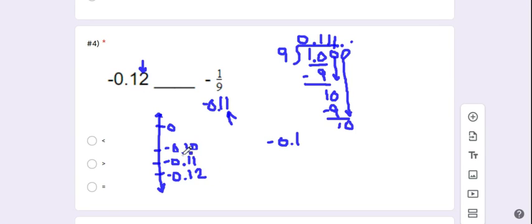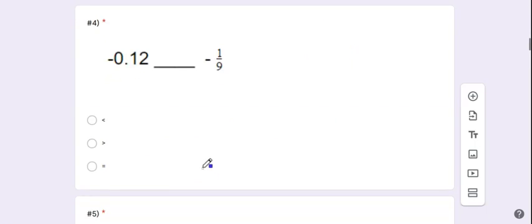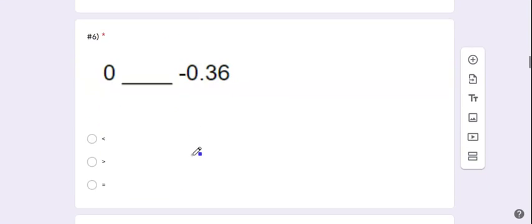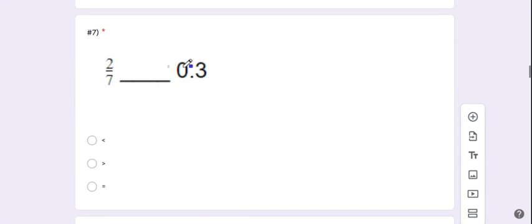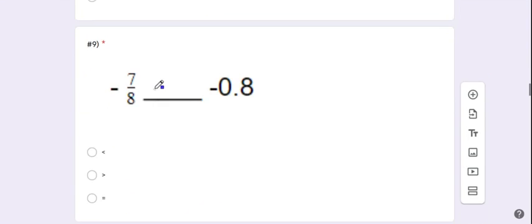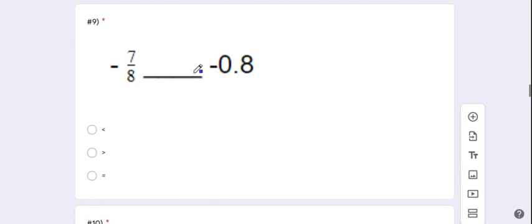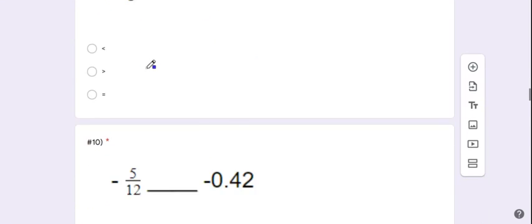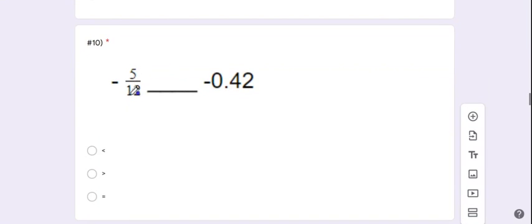Okay, so when looking at it this way, which number is further up on the number line? That would be this number right here, negative 0.11, which is this fraction. Okay, so negative 0.12 is less than negative 1/9. Okay, you try 5, 6, 7. You're comparing two positive numbers. Same thing in number 8. Number 9, two negative numbers. So be careful here. Make this fraction 7/8 a decimal, and then compare the two. Number 10, make this fraction 5/12 a decimal.